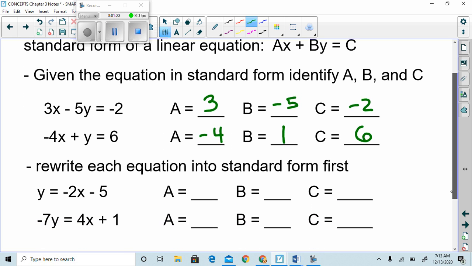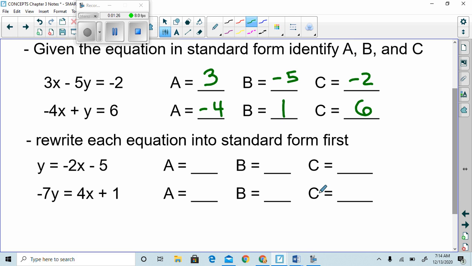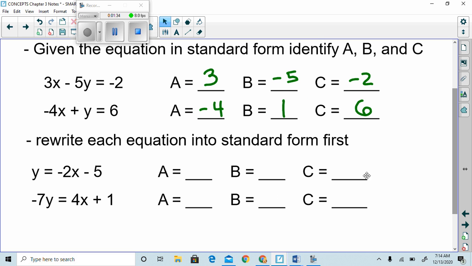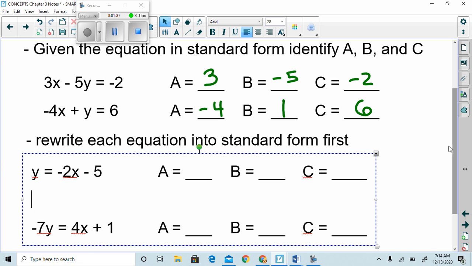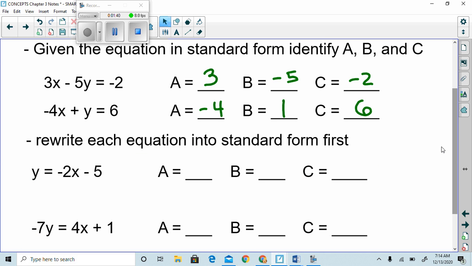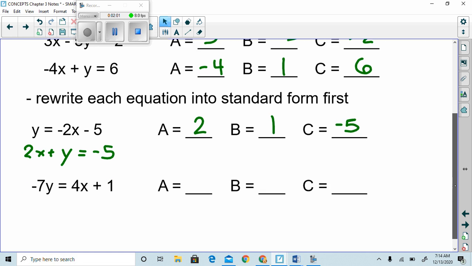What if you had to rewrite the equation first? Okay, so let's give this a little space here and see if we can rewrite these first. We'll take each equation and we'll just transform it to get the x term first by adding 2x. And now it's in the standard form, so I know my a is 2, my b is 1, and my constant c is -5.